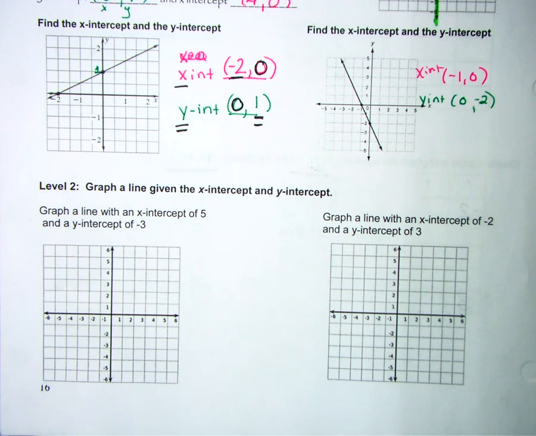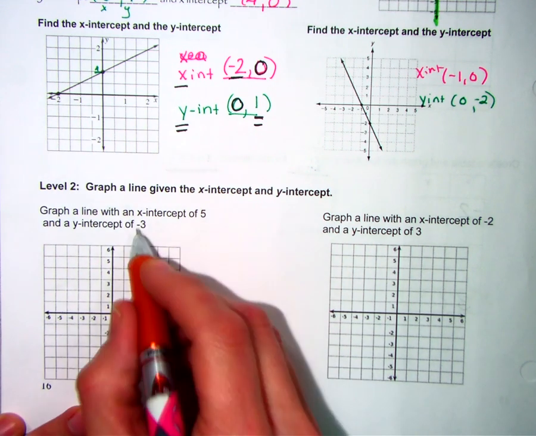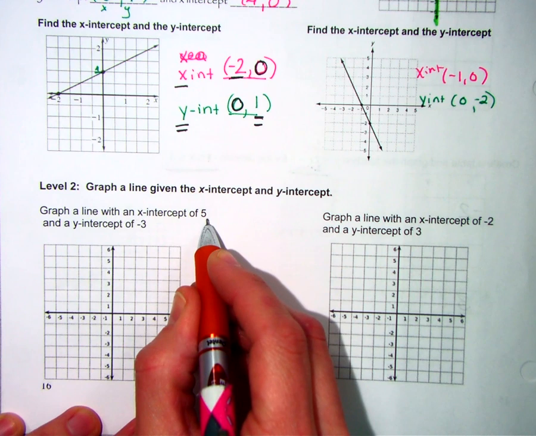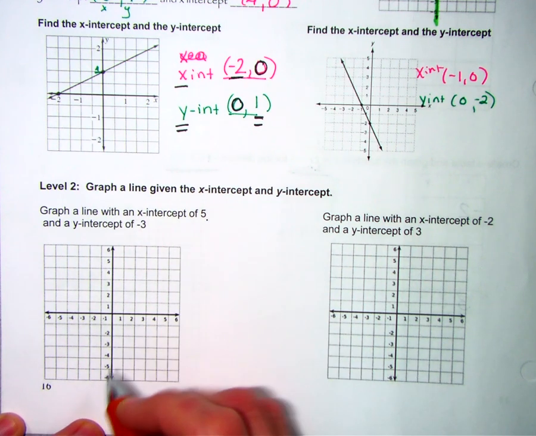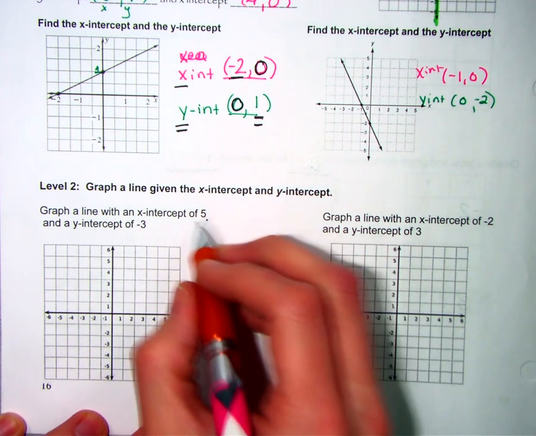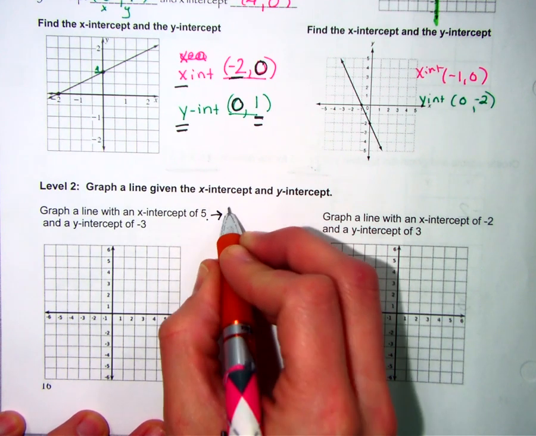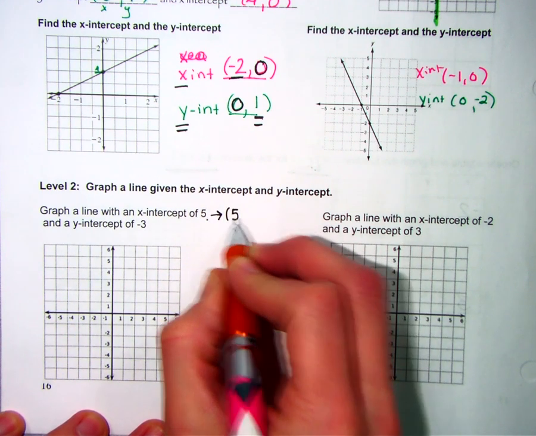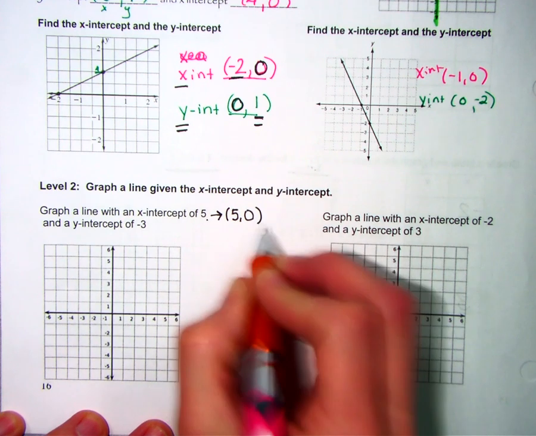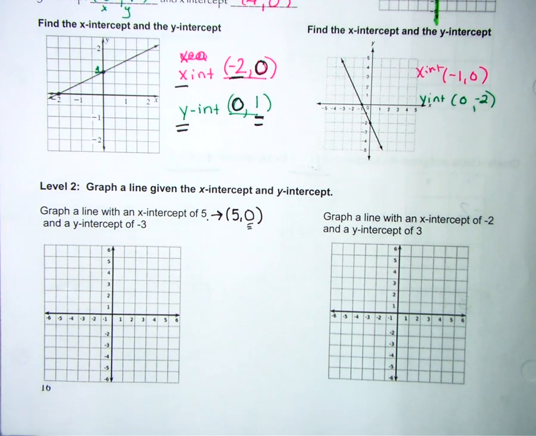Okay? Then we moved a little bit further and we said, okay, now I'm going to give you the x-intercept and I need you to graph it. Okay, so let's write this down. I know that I gave you it as an x-intercept of 5, but in reality, that is the point 5, 0. And I'm overemphasizing this today because I really need you to understand that there's a 0 with that 5. Okay? And now we're going to put that on the graph.